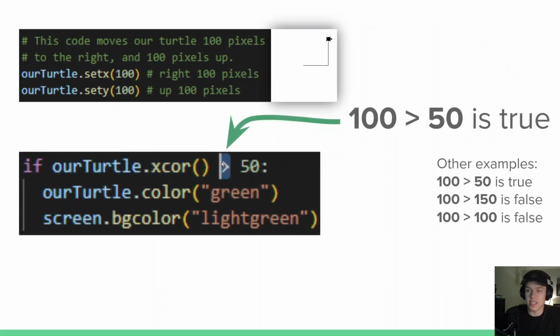You might recognize this symbol. This symbol makes the condition true only if the value on the left side is larger than the value on the right side. Remember that the variable on the left represents 100 because 100 is larger than 50. As you can see here, this makes the condition true.